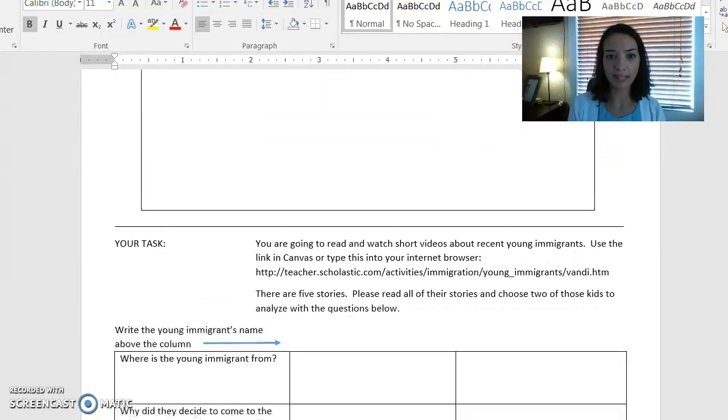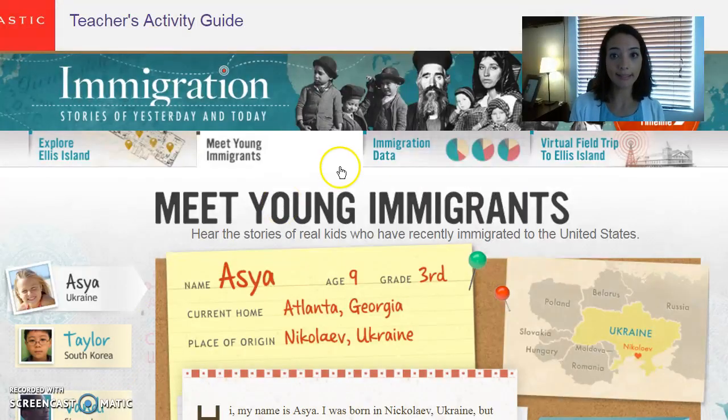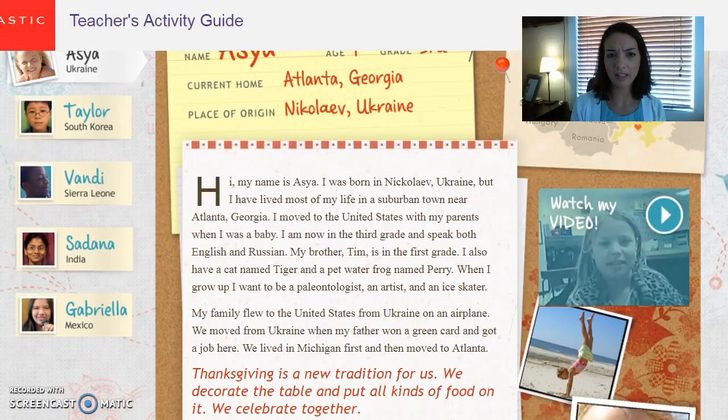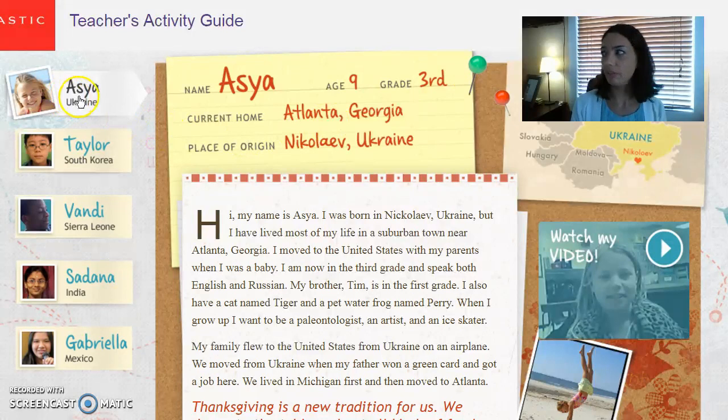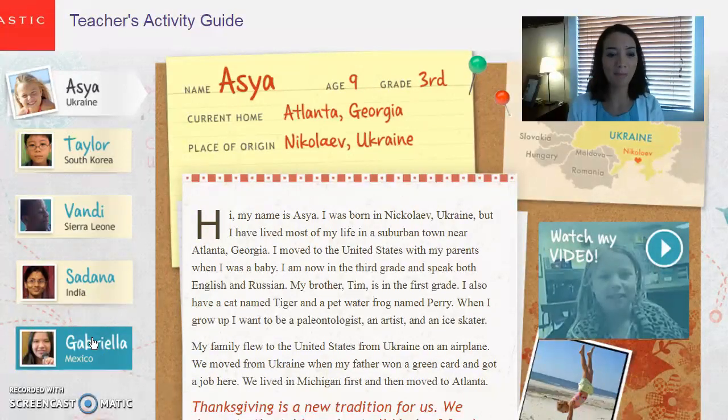Okay, scrolling down, it says that you are going to read and watch short videos about recent young immigrants. And then this is the website, so you can copy and paste this into a browser. And then I've also given you a link for that, okay? So this is the page that should come up first. The kids range in ages from 9 to, I think, 13. So as you see, we've got kids from the Ukraine, South Korea, Sierra Leone, India, and also Mexico.